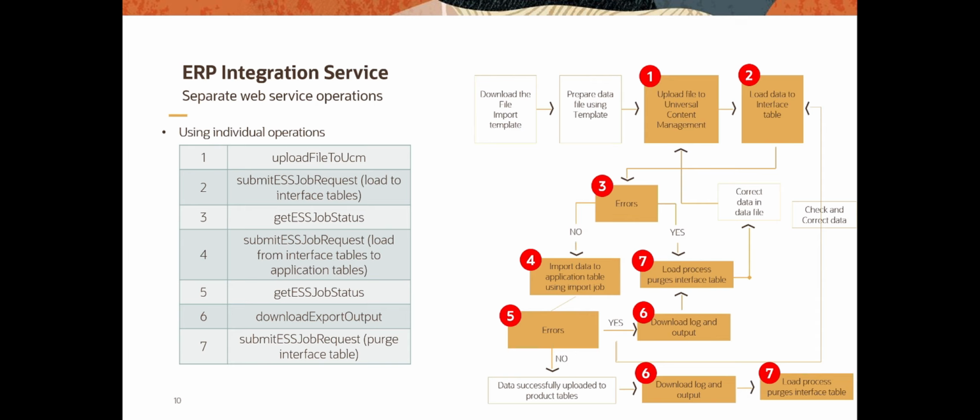And then the next commonly used one is get ESS job status. By using this one, we can know if this job is successful or it fails. And then sometimes we need to download the logs and the output. So we need to use the download export output. And now we go to the next slide.